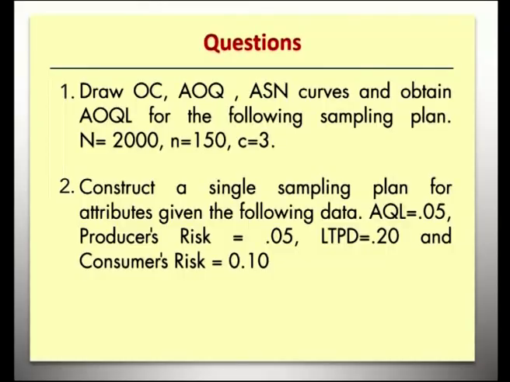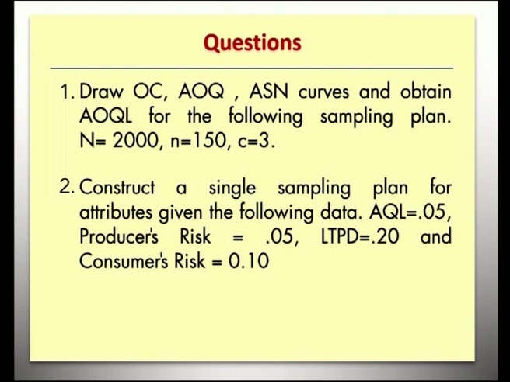Based on the discussion in this session, the following questions may be posed. Draw OC, AOQ and ASN curves and also obtain AOQL values for the following sampling plan, where the lot size capital N is given to be equal to 2000 and the sample size is given to be equal to 150 and the allowable number of defectives is only 3.